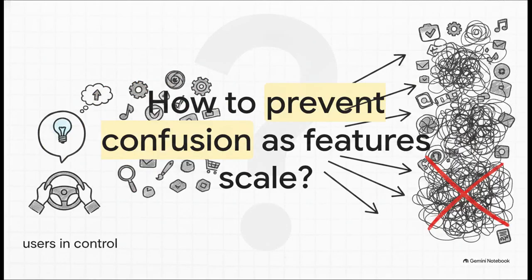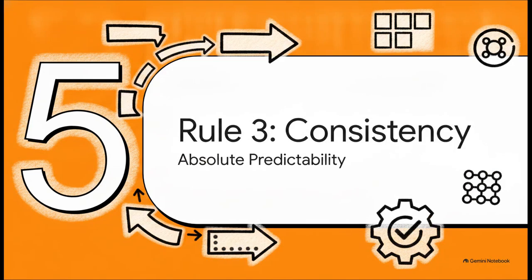All right, so we've got users in control, their brains aren't hurting from memory overload, but what happens when an app keeps growing and adding a million new features over time? How do we stop the whole thing from turning into a chaotic, confusing mess? That exact problem leads us to Section 5. Rule number 3. Maintain absolute consistency.